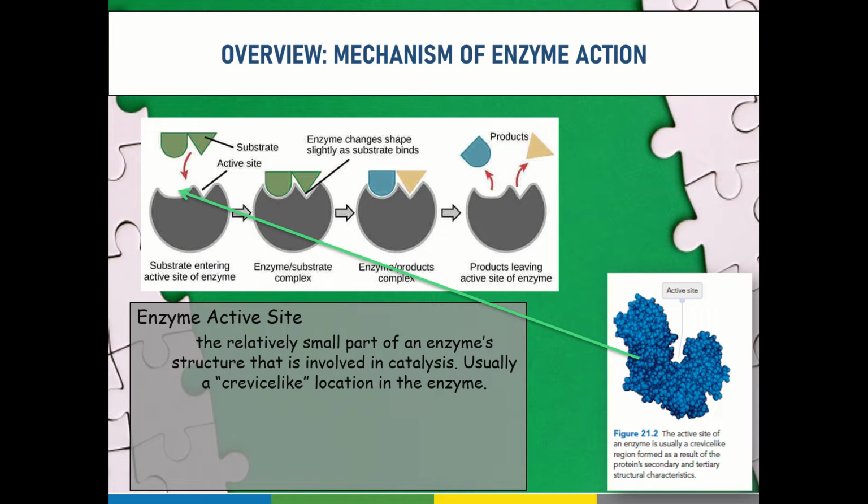The active site in an enzyme is a three-dimensional entity formed by groups that come from different parts of the protein chain. These groups are brought together by the folding and bending, which is your secondary and tertiary structure of the protein. The active site is usually a crevice-like location in the enzyme.